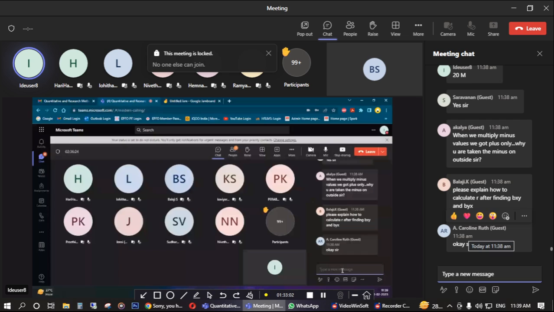Please explain how to calculate R after finding Bxy. Very simple. R is equal to plus or minus square root of Bxy into Byx. If both are negative, take the negative sign outside. If both are positive, take the positive sign outside. Multiply the values of Bxy and Byx, take the square root, and you will get it.